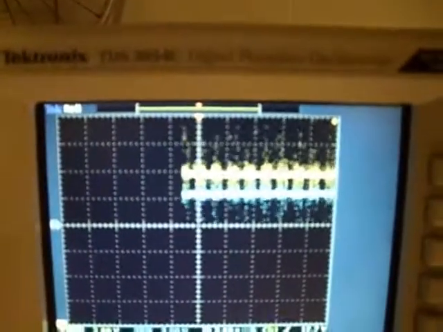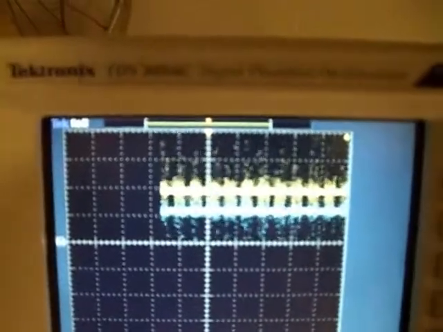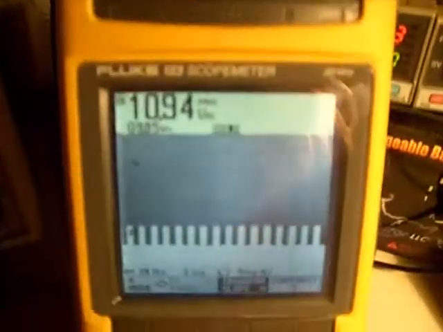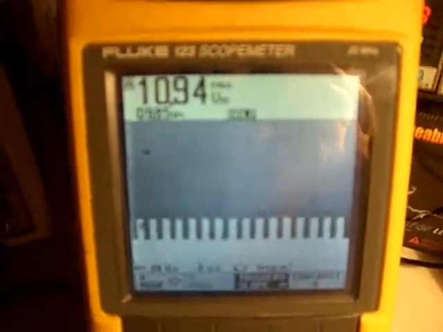Two-second interval. And you can see that this COP shows the same thing. Nothing to do with refresh rate or aliasing. This is what's happening.